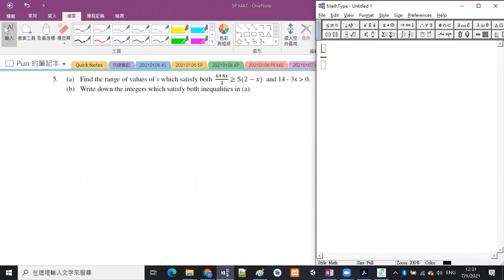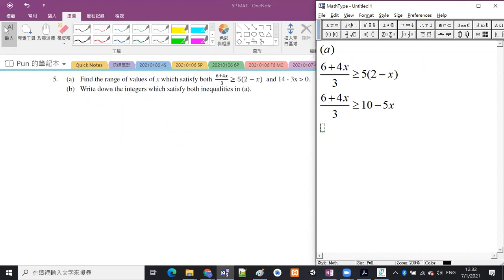So we need to solve the inequalities one by one first. Okay, so in part A, so we have 6 plus 4x over 3 is larger than or equal to 5 times 2 minus x. Okay, just multiply the 3 to the right-hand side. Or you may multiply the 5 to the bracket first. Okay, 6 plus 4x over 3 is larger than or equal to 10 minus 5x.